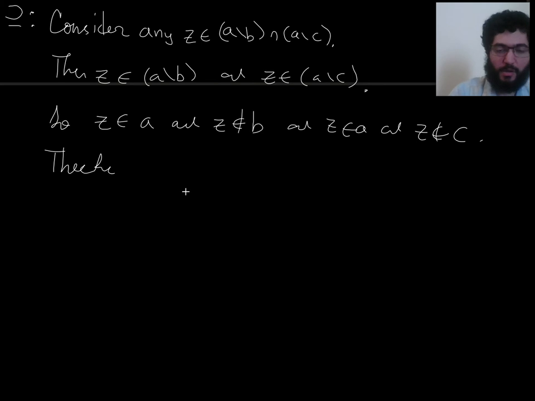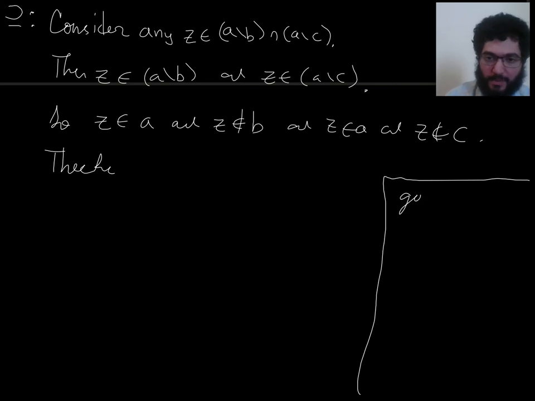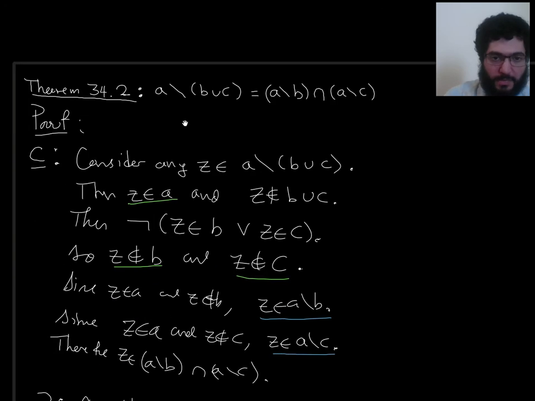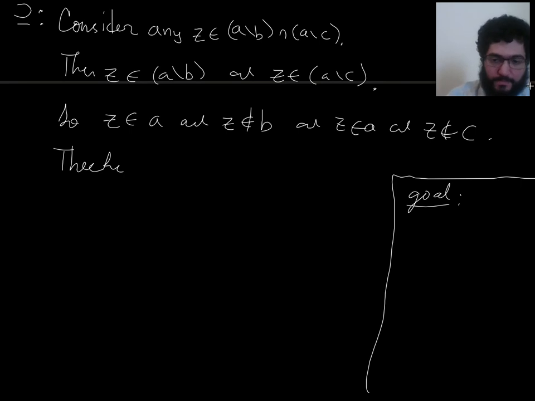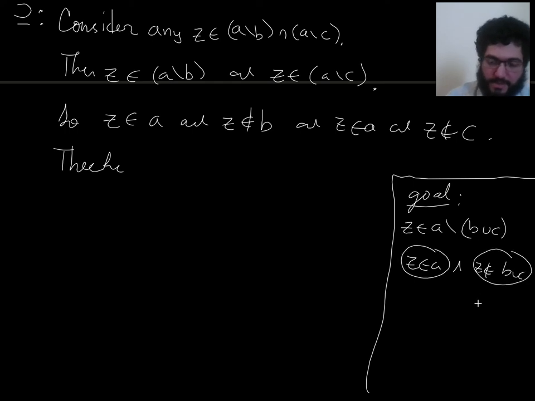Therefore, well, I'm actually not sure what to say next. It seems like I've broken things down as much as possible. So let me focus on my goal, which by now I have forgotten what it is. Going back, I'm trying to show z is in the left-hand side, which is A without B union C. Okay. My goal is to show z is in A without B union C, which breaks down into z is in A and z is not in B union C. So I have two things to prove, this and this.